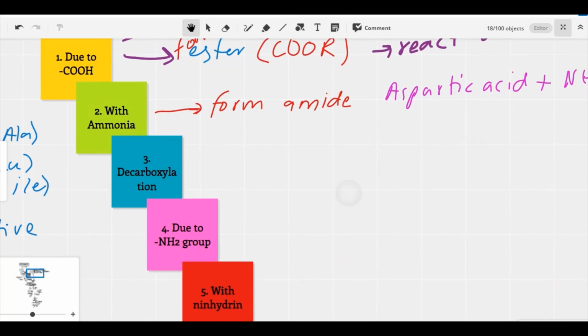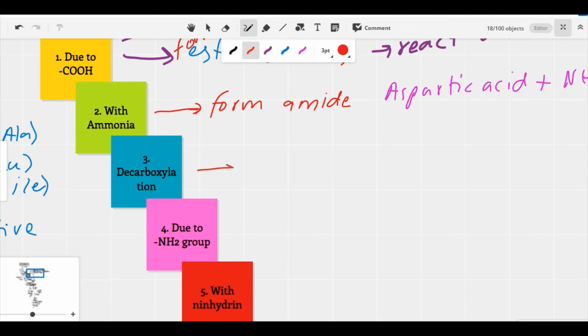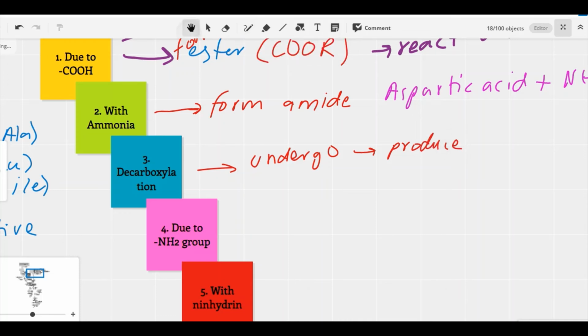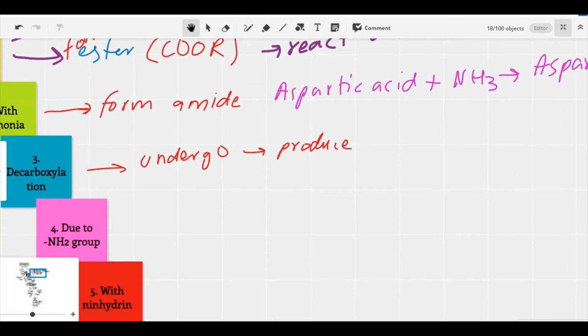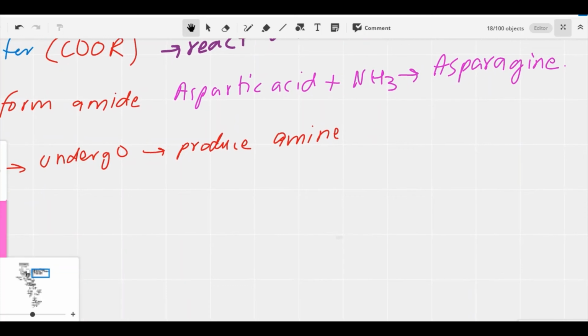And the third chemical property is that amino acids have the ability for decarboxylation. Decarboxylation means amino acids undergo decarboxylation to produce what? Amines, by the loss of what? By the loss of carbon dioxide.